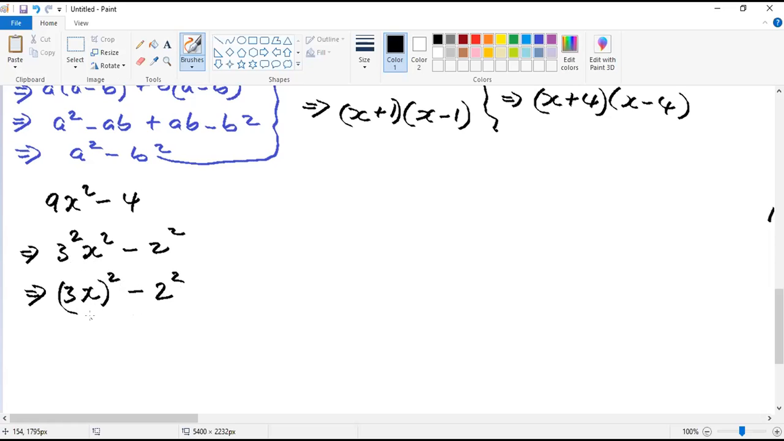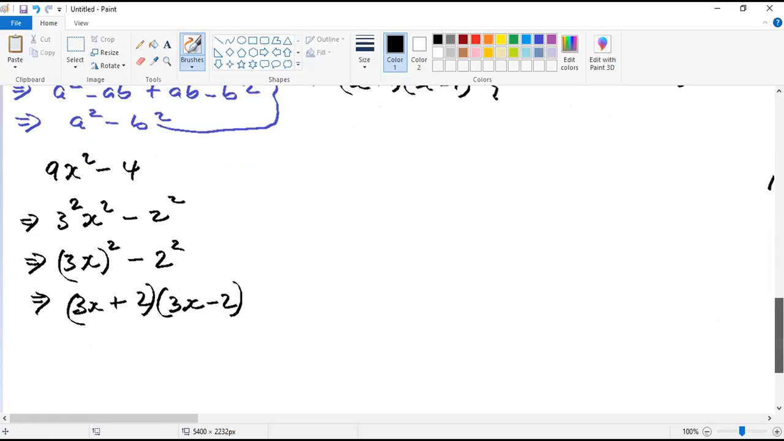So look at this. You have 3x squared, you have 2 squared, so you have a difference of 2 squares. All you need to do now is say, all right, I just need to write what is here, 3x, and then put a plus 2 in bracket, and then write the 3x again and put a minus 2. And I'm finished.